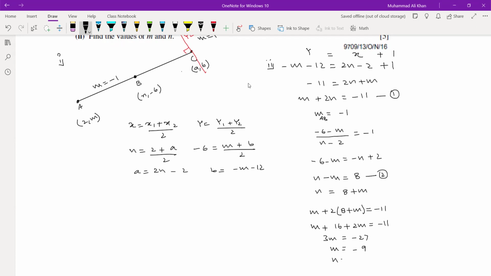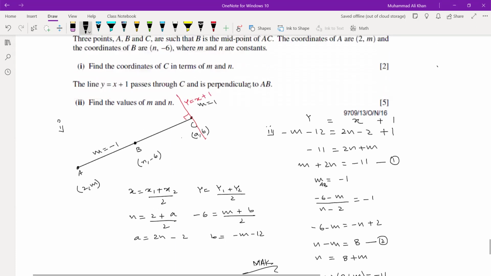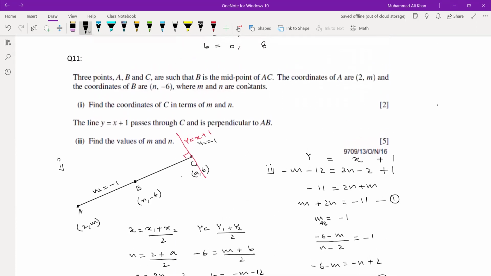-9. So what is the value of n? Replace in equation 1 or equation 2, anywhere. So n is 8 minus 9, which is minus 1. So these are the values of m and n. Are you clear? Any confusion? This we have done is question number 11, right?